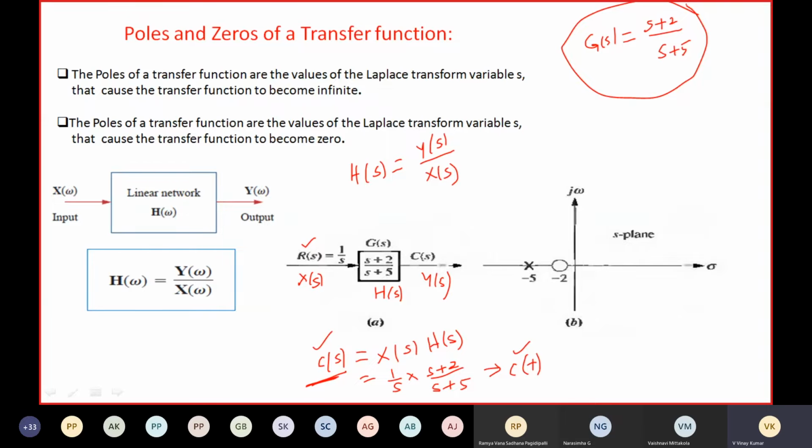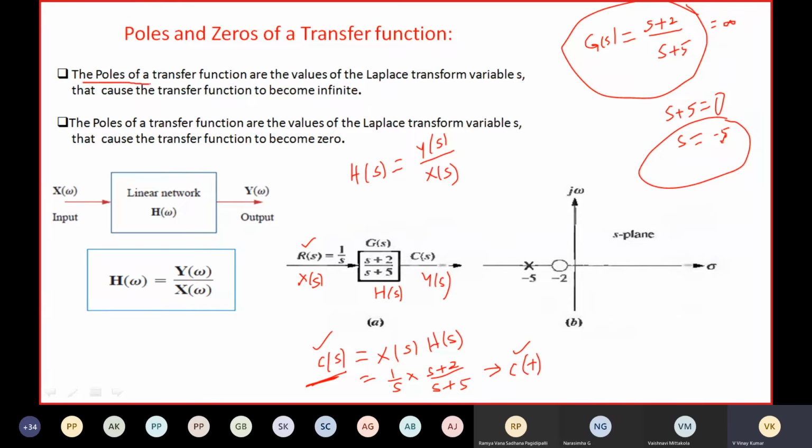The poles of a transfer function are the values of the Laplace transform variable that cause the transfer function to become infinite. If you make this equal to infinite, it means s plus 5 should be 0. Then s is equal to minus 5. This is called the pole of a transfer function. S is equal to minus 5 is the pole.